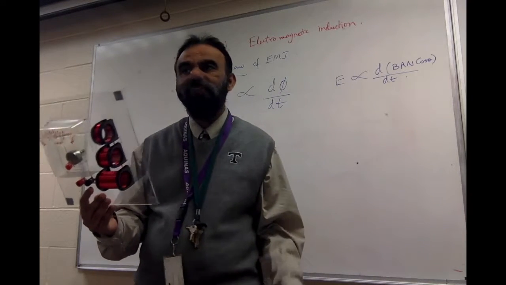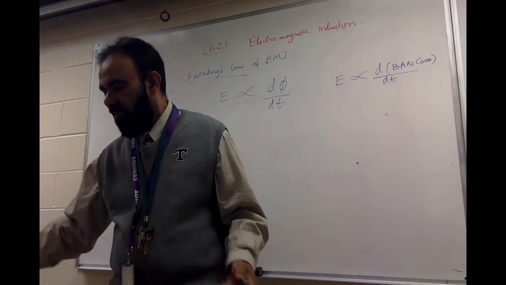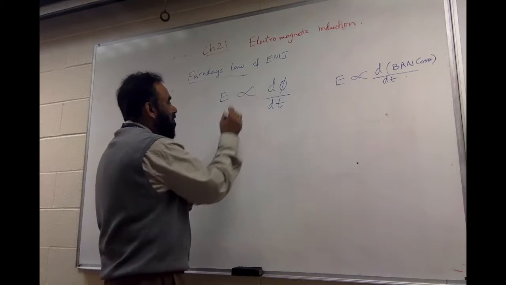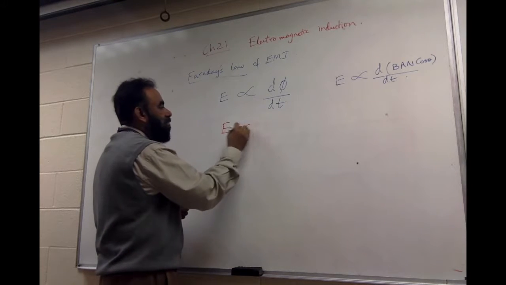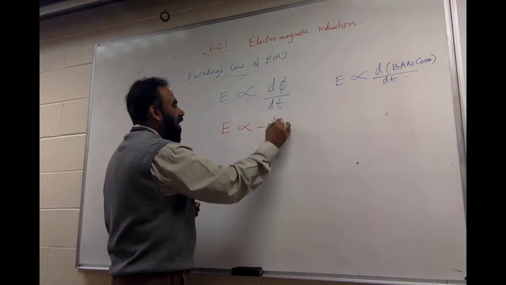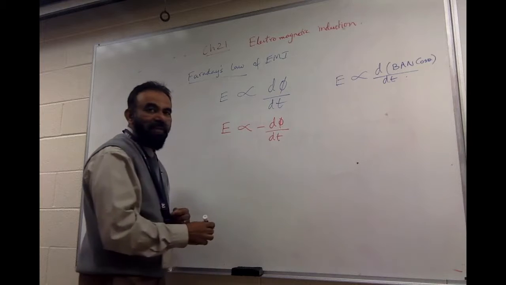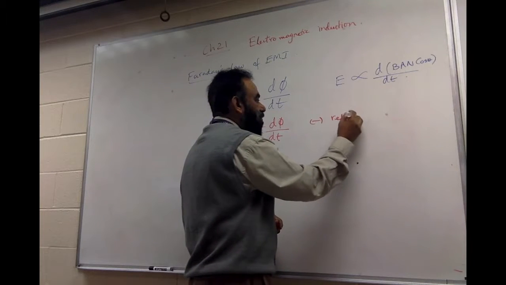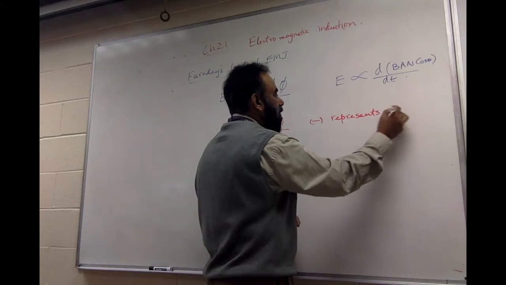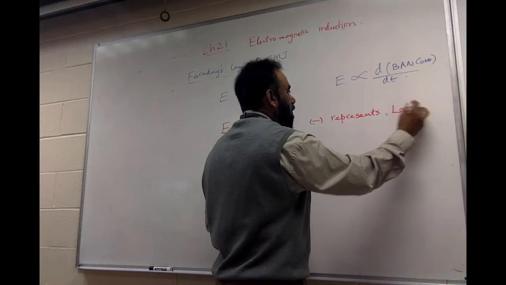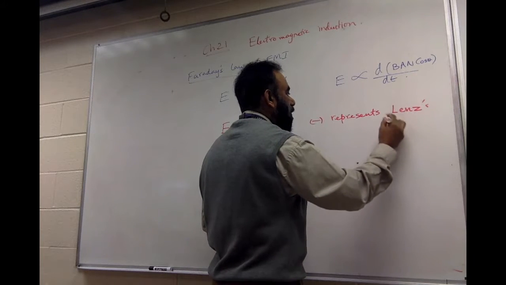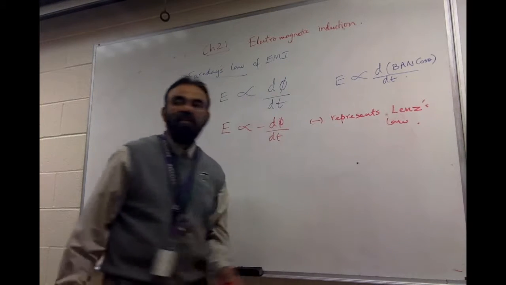There is some connection. And then they came up with the equation: E is proportional to minus d phi over dt. And the minus sign represents Lenz's law.